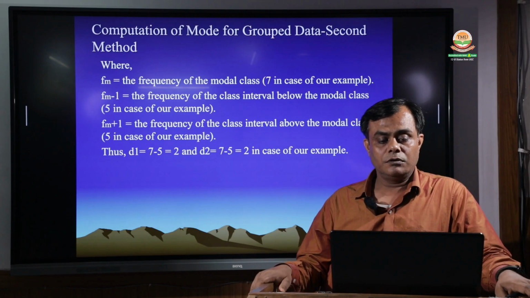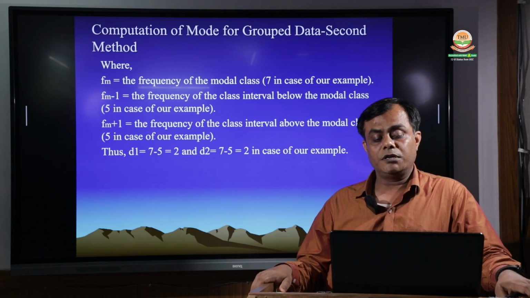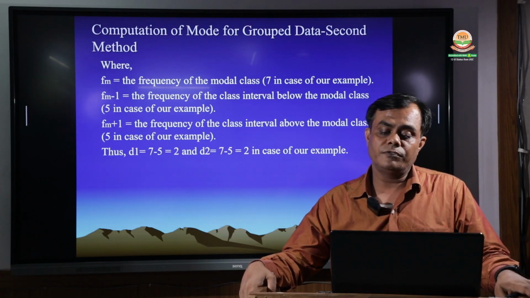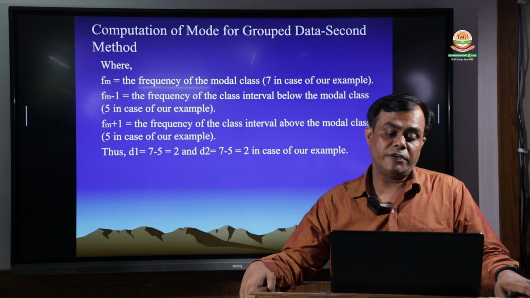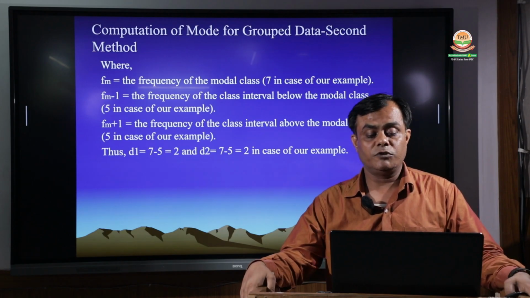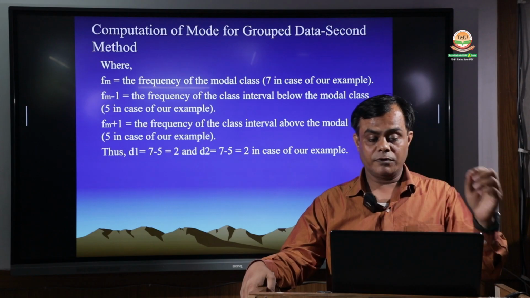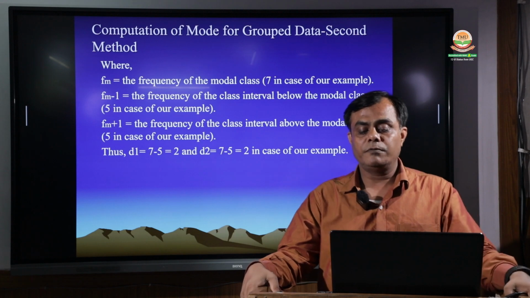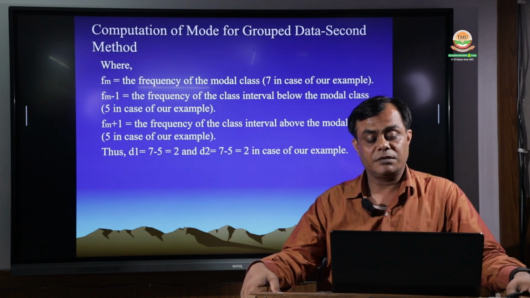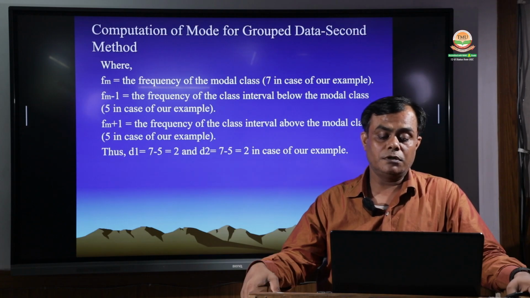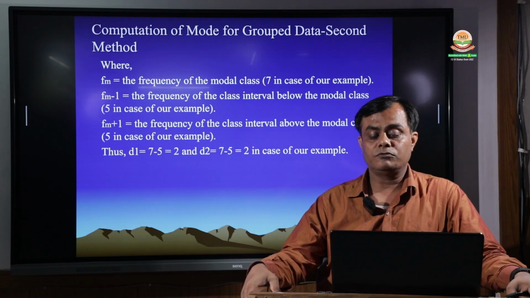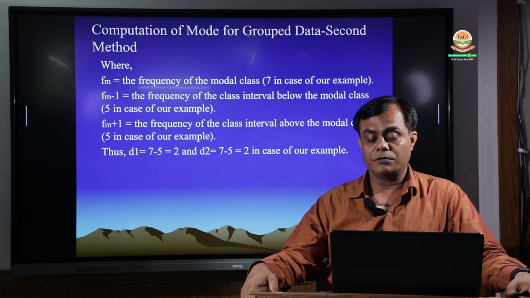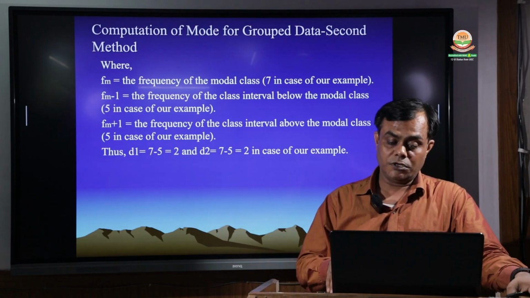Here fm is the frequency of the modal class, that is 7 in our example. f minus 1 is the frequency of the class interval below the modal class, that is 5, and f plus 1 is the frequency of the class interval above the modal class, that is 5 for example. So D1 is 7 minus 5, equal to 2, and D2 is 7 minus 5, equal to 2 in our example.